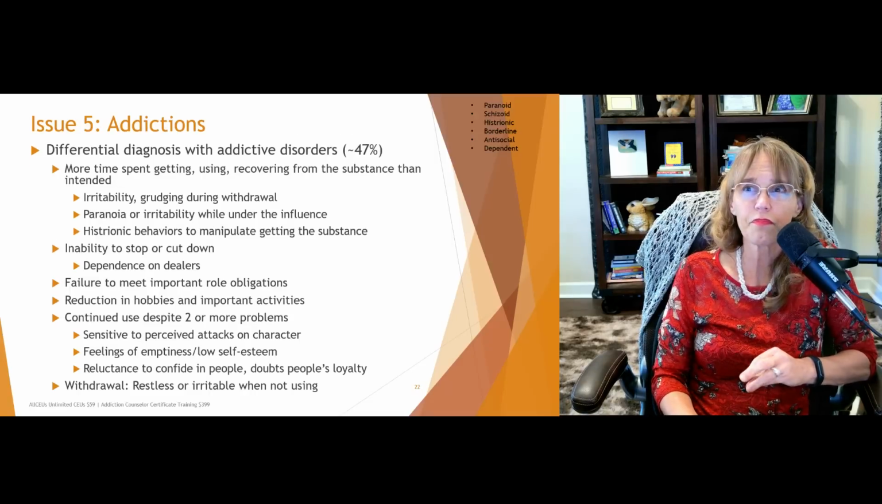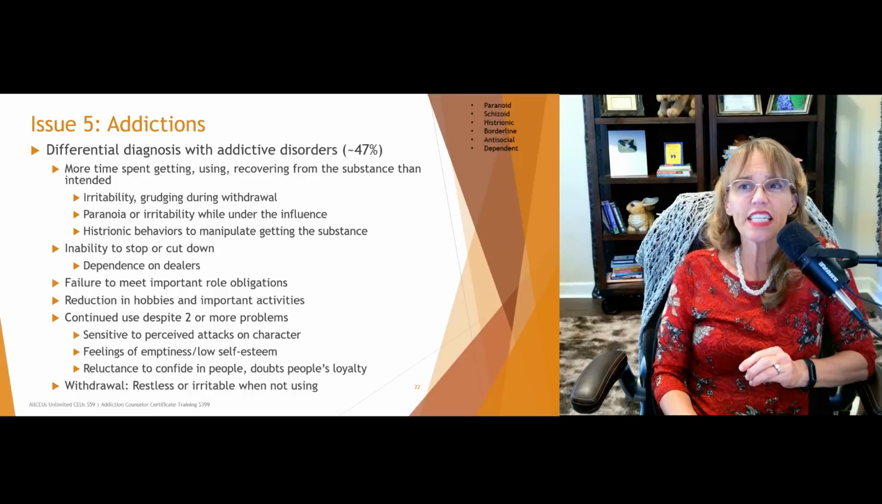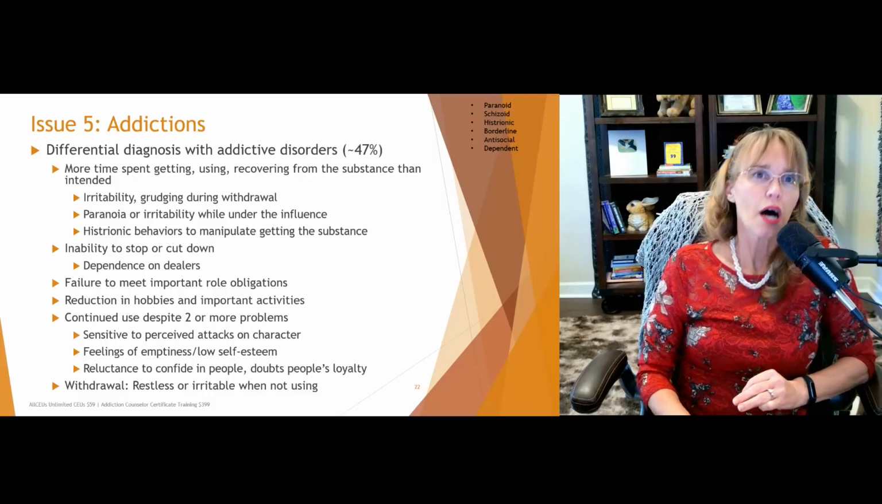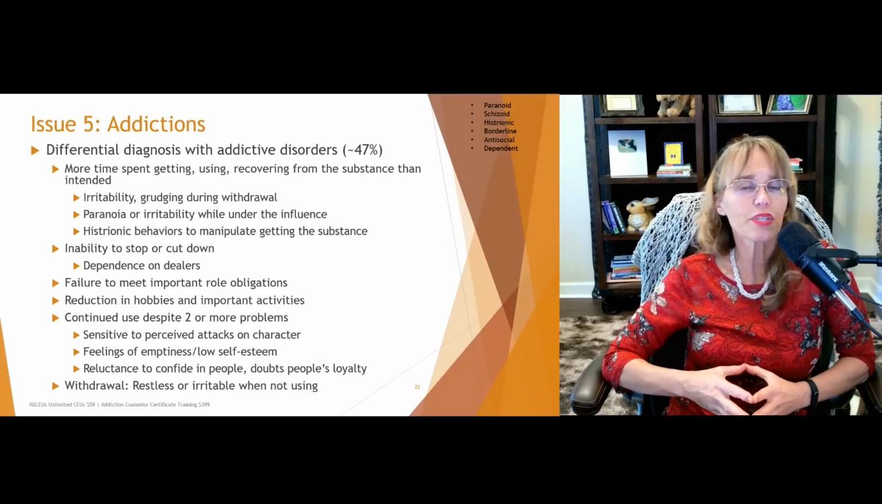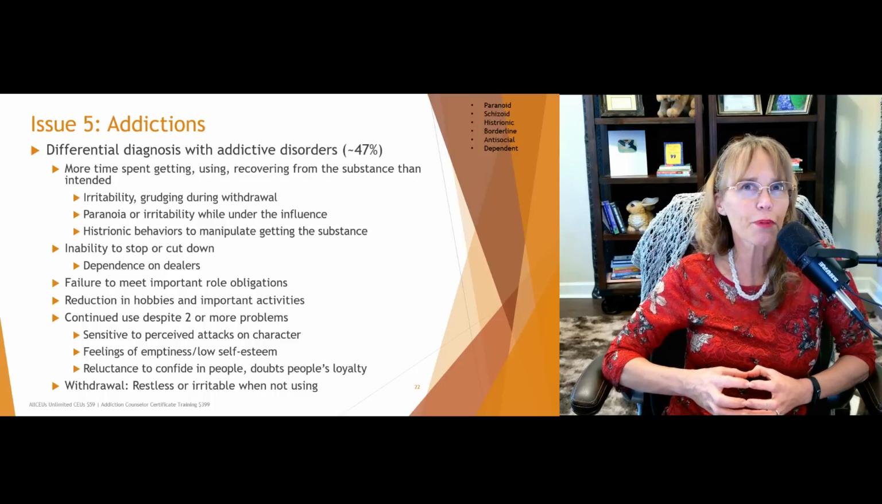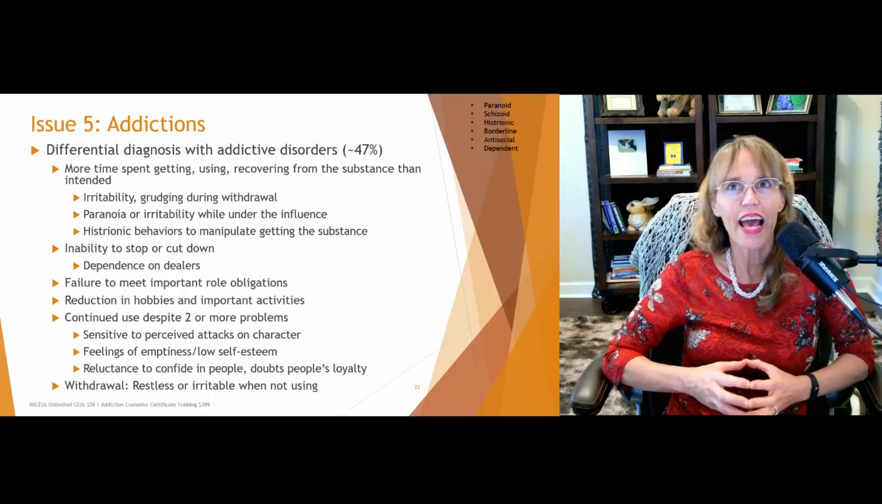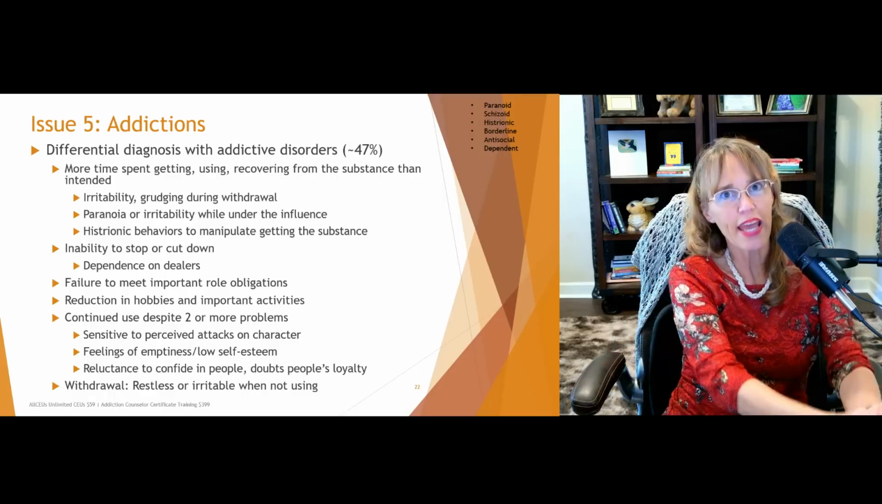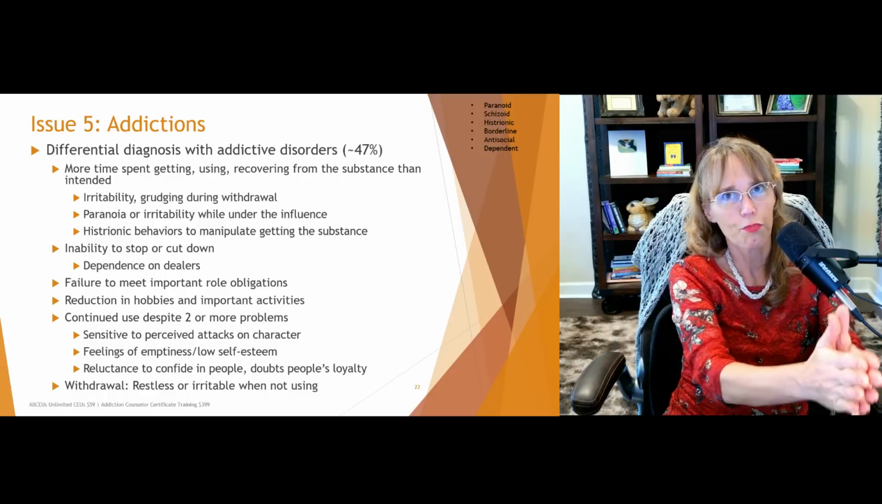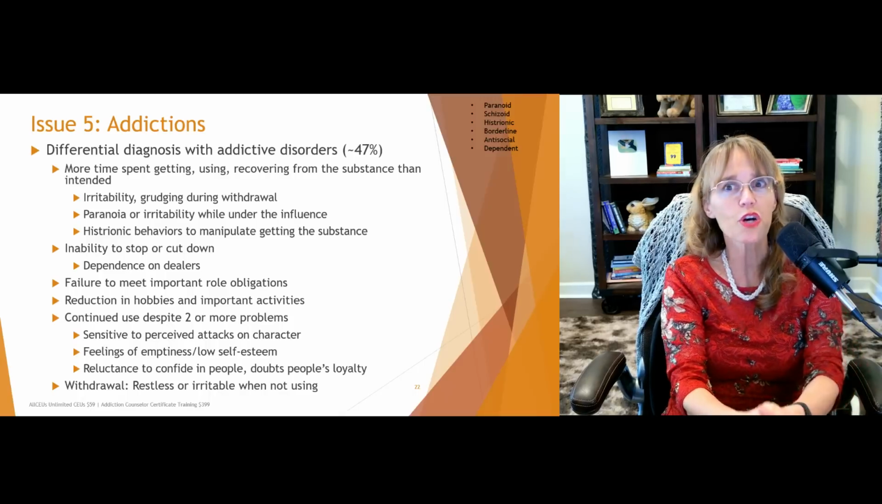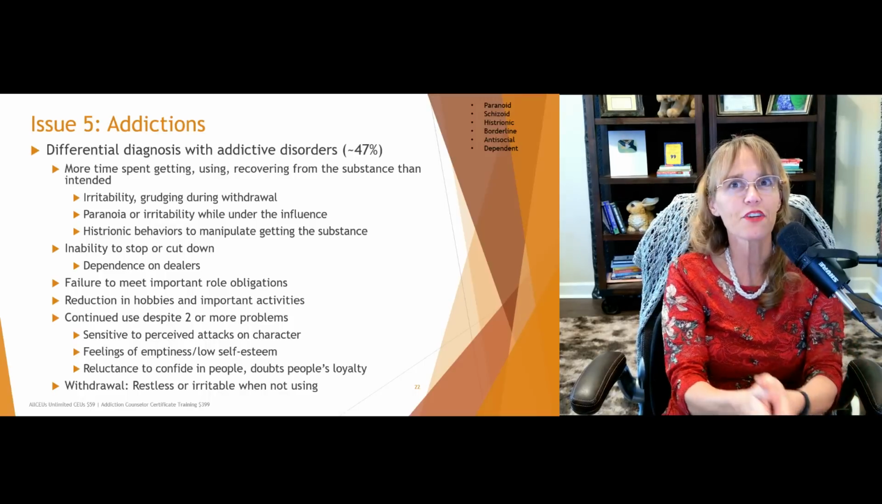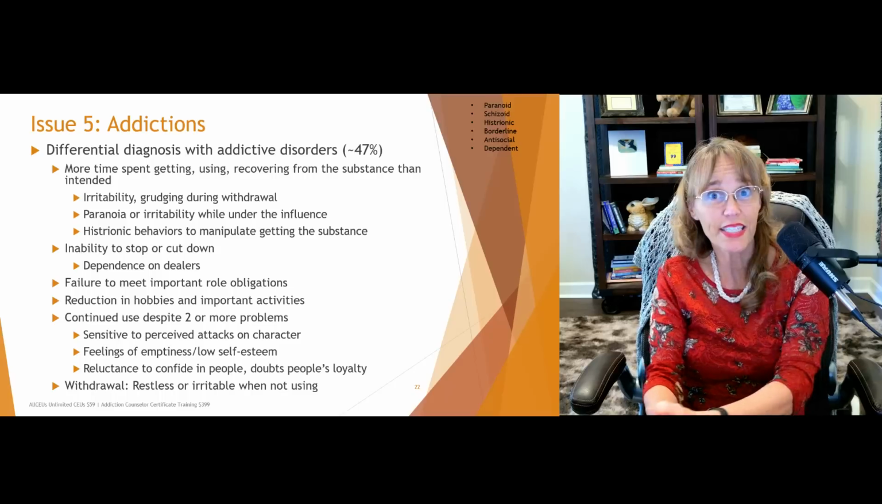In terms of addictive disorders, about 47% of people with addictive disorders are also assigned a personality disorder diagnosis. We need to reassess that and figure out, did the behaviors develop as the result of trauma, or did the behaviors develop during the addiction?